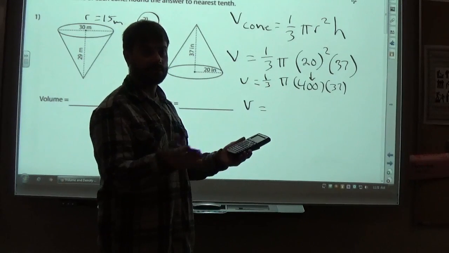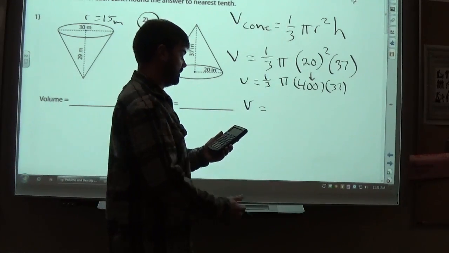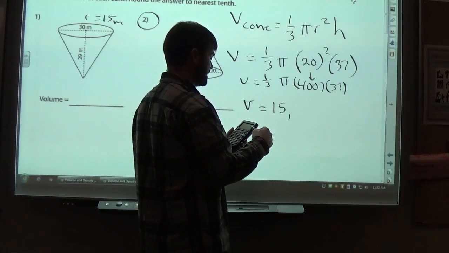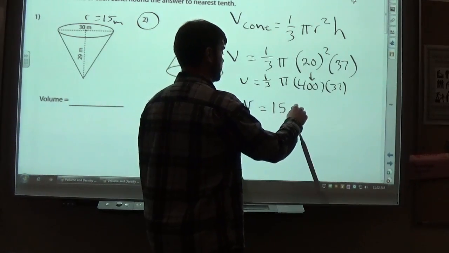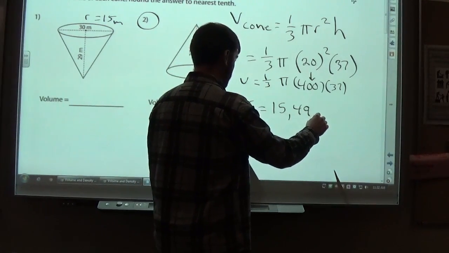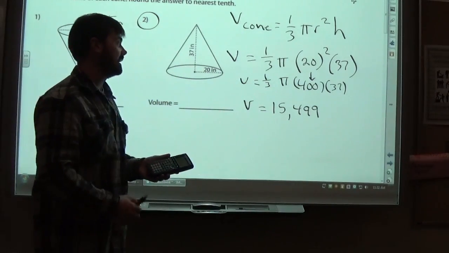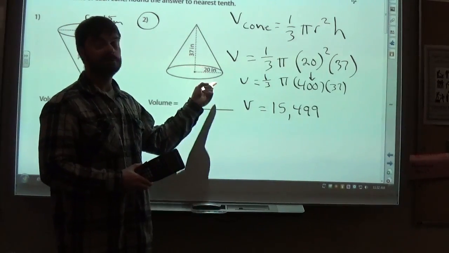And you guys can definitely round your answers to the nearest whole number. Although you're in the ballpark, these numbers oftentimes are really large anyways. This gives me 15,498.5, so I'm going to round it to 15,499. And when you put the units, you got to look at whatever the units were measured in.